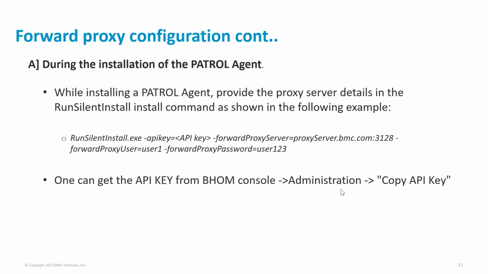The first option we are providing here is the API key. You can obtain the API key from the administration page on your BHOM console. Patrol Agent uses the API key to encrypt the message requests into the BHOM.